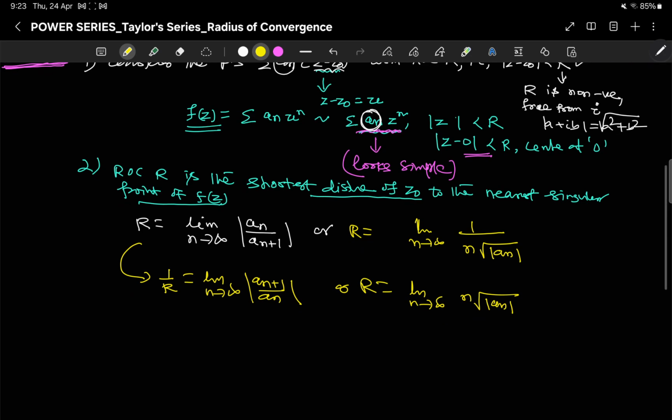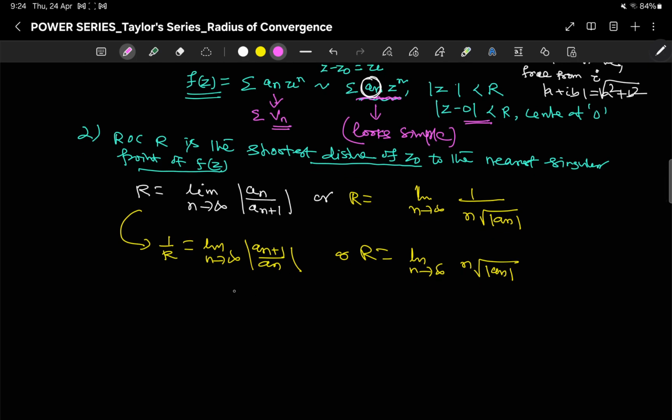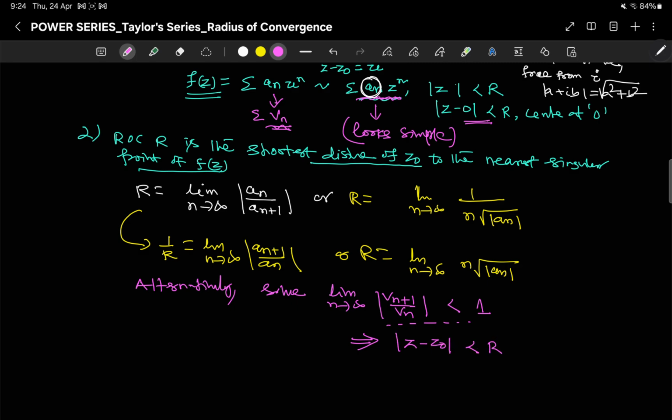In some cases, if I write this as a summation of v_n, a series of this form, then I can alternatively solve limit n tends to infinity of mod v_(n+1) by v_n, meaning the ratio of two consecutive terms, the magnitude is less than 1. If I go on simplifying, I will get an outcome of the form mod z minus z0 less than r, and this r is called the radius of convergence. So we should use this type of formula basically, and later on we will see some inspection technique to directly read what will be the radius of convergence.